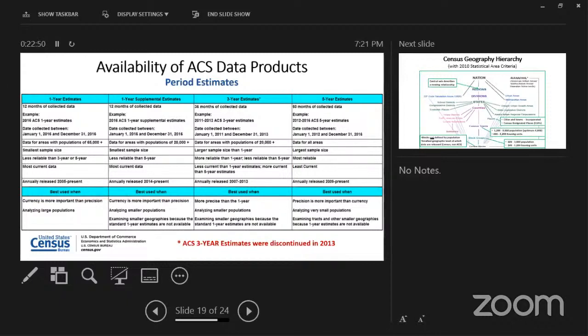If you're looking at, let's say, Ohio, a bigger population, or Cleveland, which has a population over 65,000, you can use the 1-year or the 5-year estimate. The big difference is the 1-year is more current, and the 5-year is more precise because there's more data going into the 5-year estimate.